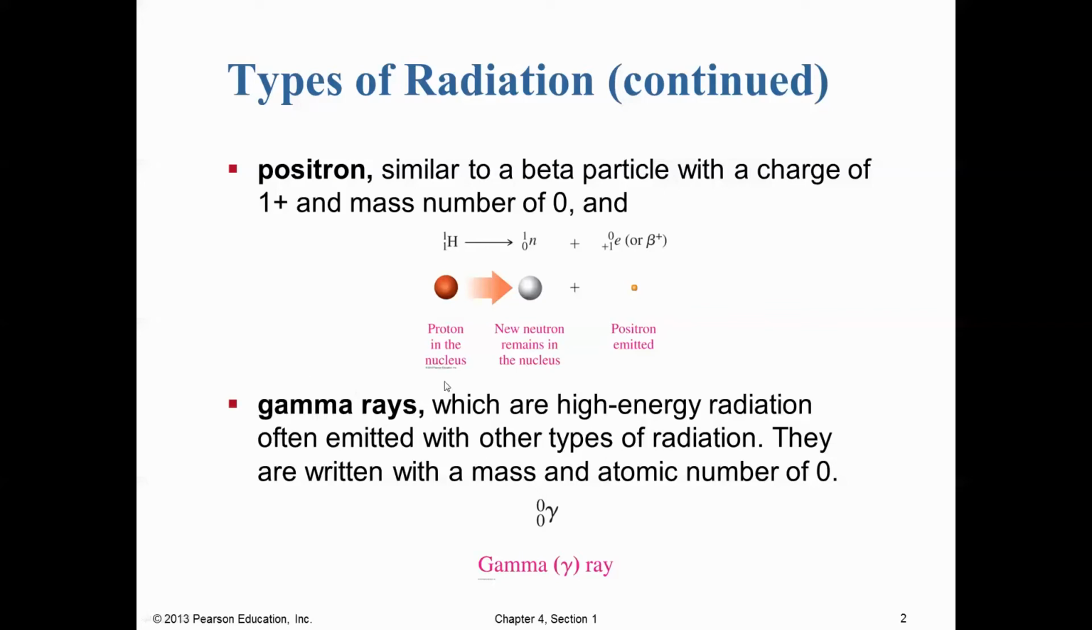Our final type of radiation is what's known as gamma radiation. And so gamma radiation is really similar to X-rays. It's super high energy light. So it's not even a particle, it's just light. And we abbreviate this as the lowercase Greek letter gamma. And it has 0 mass and 0 charge. So we have 0, 0 there.